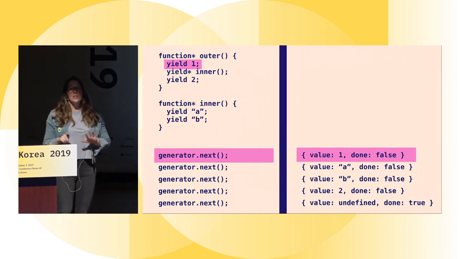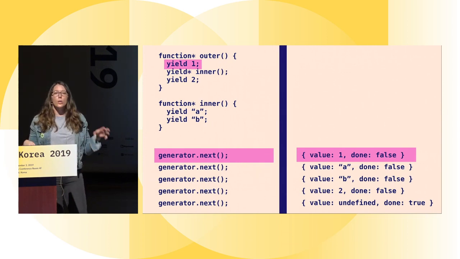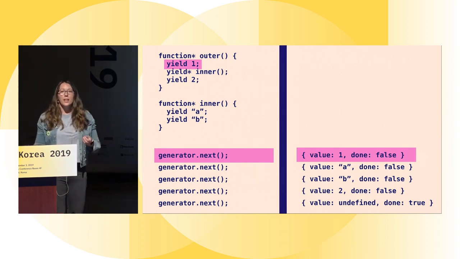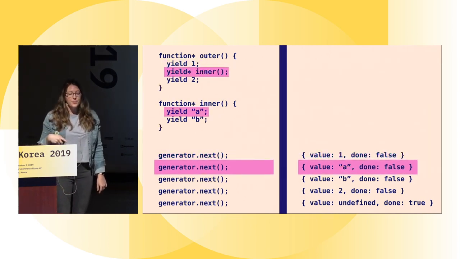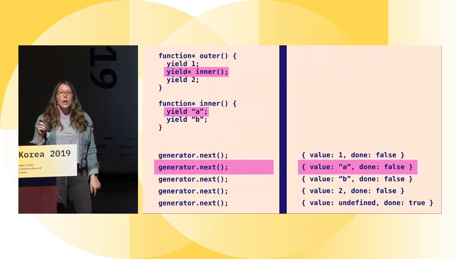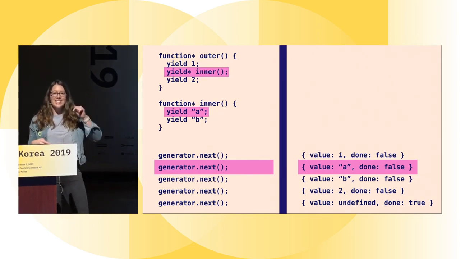And the first time, this totally makes sense. What we expect to happen happens. We're yielding 1, so we're getting back the value 1, and of course, we're not done yet. But when I call next again, you're going to notice that we're not yielding back a function. What we're actually doing is we're going inside of the inner generator.